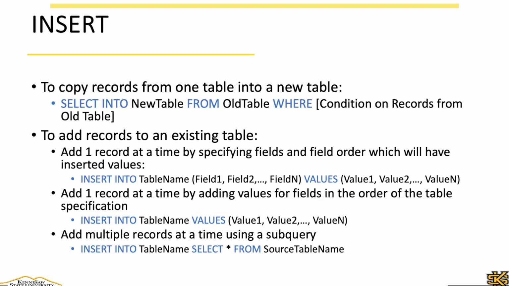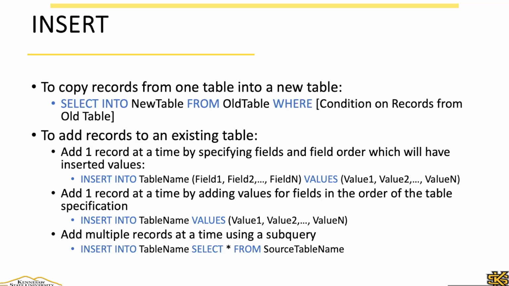The insert statement can either copy records from one table into a new one or add records to an existing table. To copy records from one table into a new table, we can use select into followed by the new table name, and then specify the old table and any condition using where. To add records to an existing table, we can insert one record at a time by specifying the fields and the order in which values are inserted.